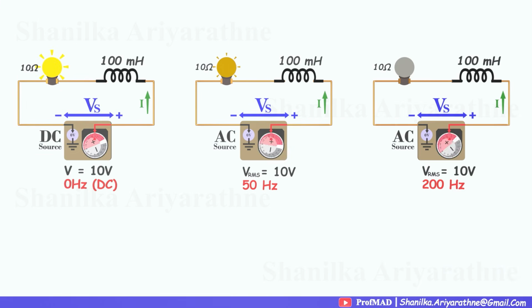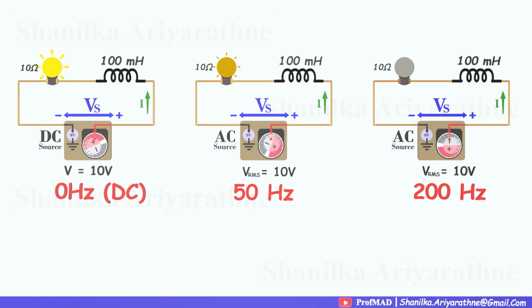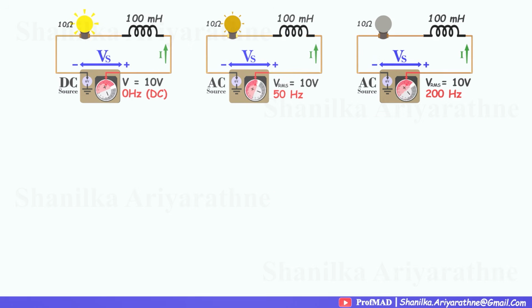Now let's move on to the inductor circuit. In all three cases, the circuit components stay exactly the same. The only thing we change is the frequency of the source, and notice how it changes the brightness of the light bulb. Now let's plot the voltage and current waveforms.